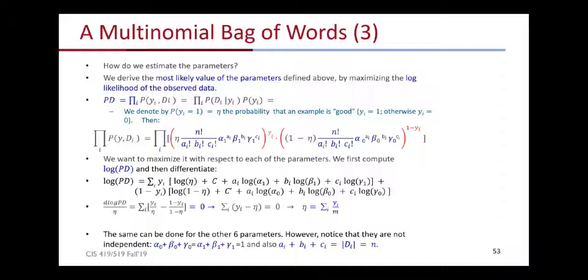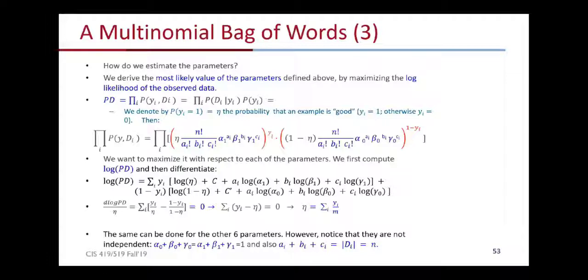So now I have a way to write down the probability of observing the data, or the log likelihood, in fact, of observing the data. And I want to maximize it with respect to each one of the parameters. The alphas, the betas, and the gammas. So first of all, I'm going to write down the log, because it's much simpler when you write down the log of the probability. And it's written here. So the y_i goes in front of this, and the 1 minus y_i goes in front of this. And here you have basically a weighted sum of the log of the parameters.